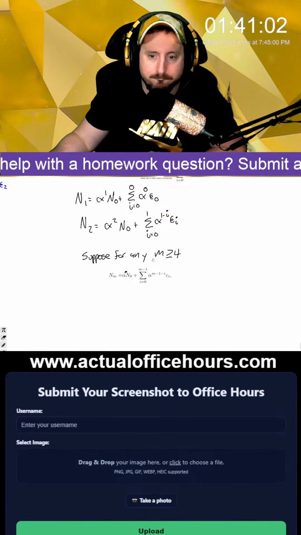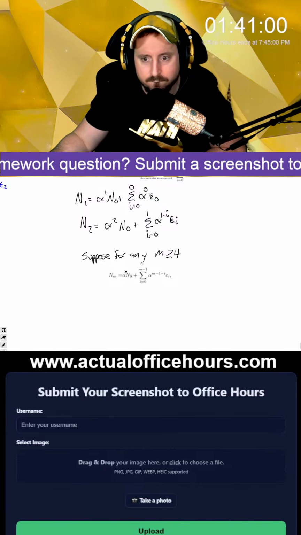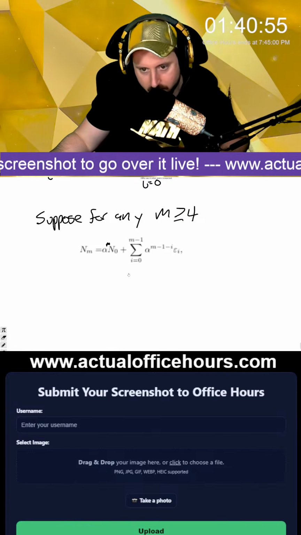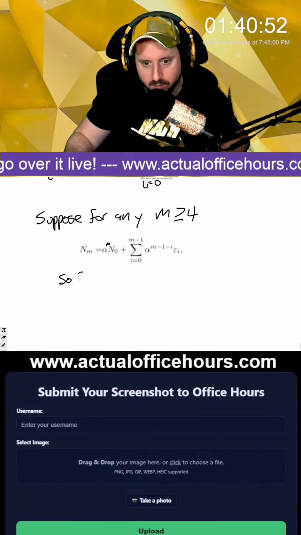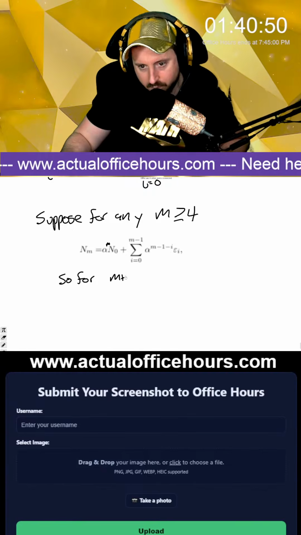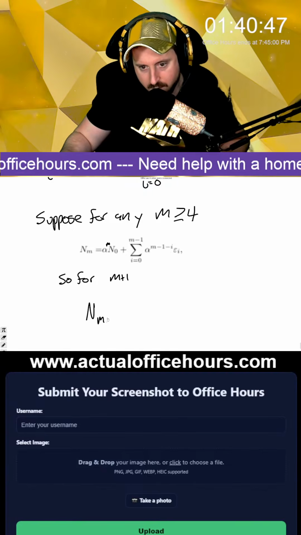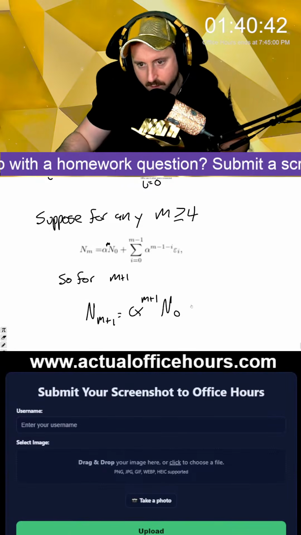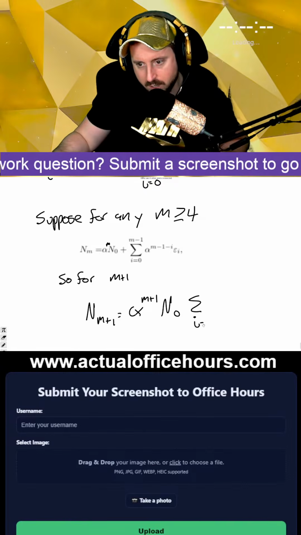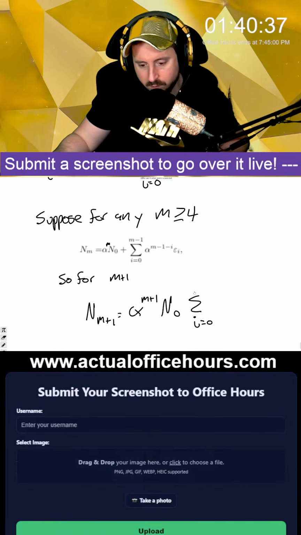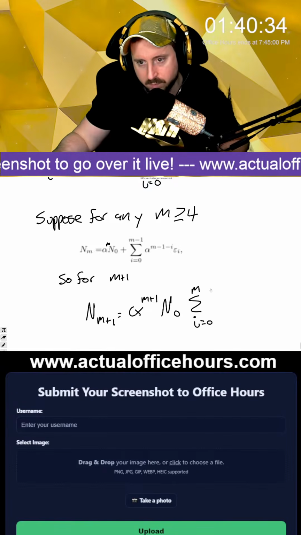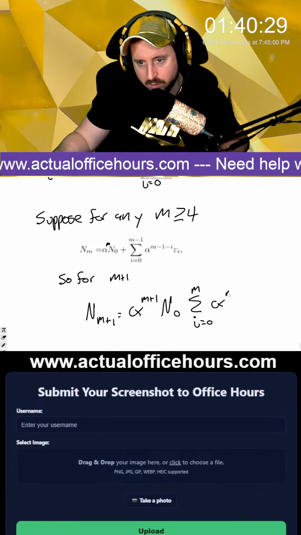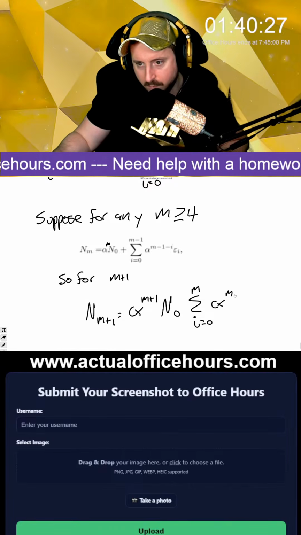So we have this. Now we have to prove it for n sub m plus 1. So just write out n sub m plus 1 and see what you get for it. For m plus 1, you get n sub m plus 1 is equal to alpha to the m plus 1 n0 plus the summation i equals 0 to, so it's m plus 1 minus 1, so that's just m. Oh wait, what am I doing? Is this just m? Yeah, m minus i, cool.